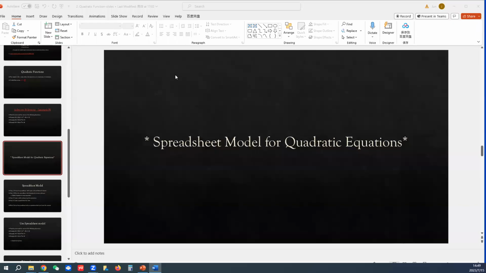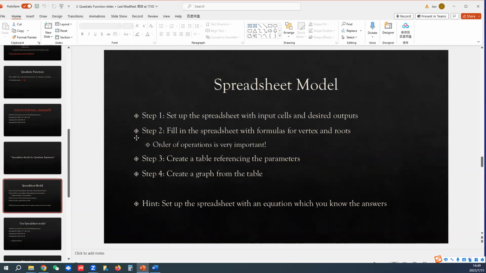Now let's look at how to utilize Excel to solve quadratic functions. So here, first, I'm introducing utilizing a spreadsheet model for quadratic function equations. Here are the steps. First, we need to set up the spreadsheet with input cells and desired outputs, and then we fill in the spreadsheet with formulas for vertex and roots.